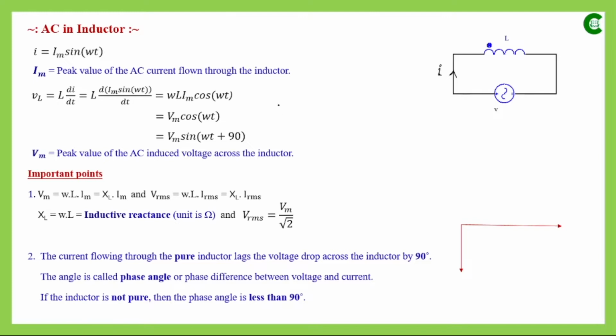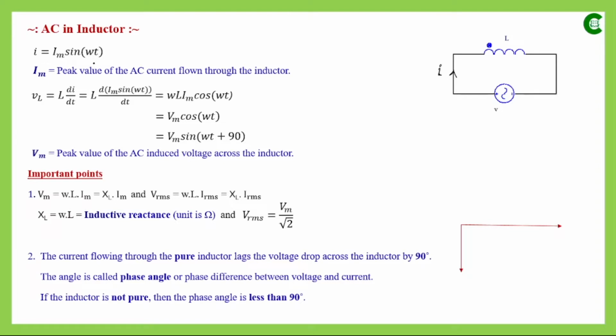Now suppose we take the current as a reference. Since this AC supply is sinusoidal in nature, the current that it supplies will also be sinusoidal, and if we take that current as reference, it can be written as i = Im sin ωt. Sin ωt represents that it is a sinusoidal waveform, and Im is the maximum or peak value of the AC current flowing through that inductor, and small i, as we know, represents the instantaneous value of that current.